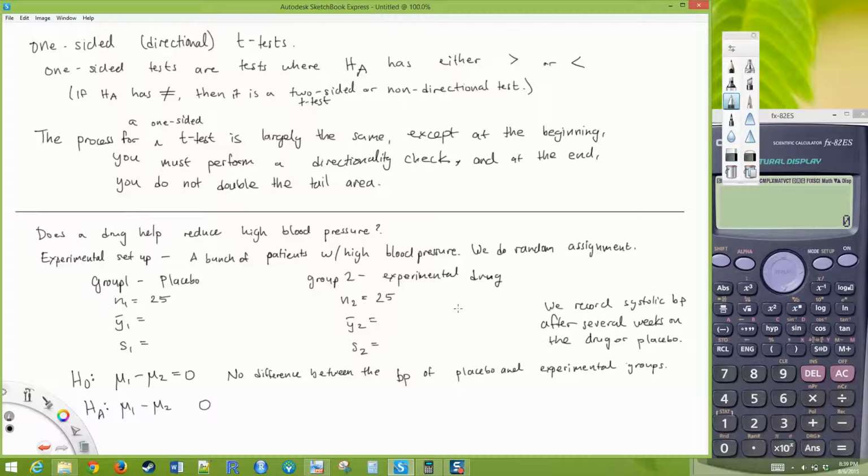Okay, so in that case, mu1 minus mu2 should be what? Greater than or less than 0? Group 2 is our experimental drug. Yeah, greater than 0. In this case, what we're basically saying is that the blood pressure of the placebo group is higher than the blood pressure of the experimental group.